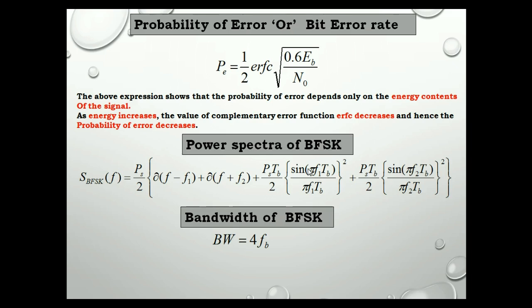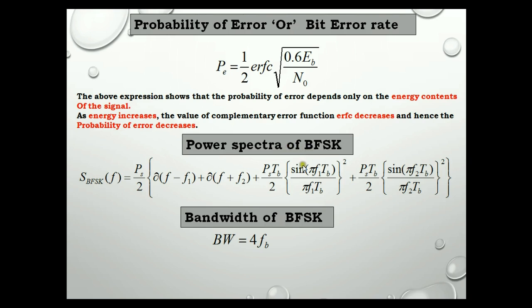The probability of error for the FSK signal is given by P of E, which is equal to 1 by 2 ERFC square root of 0.6 EB divided by N0. From this expression it is clear that the probability of error depends only on the energy contents of the signal. So as the energy increases, the error function decreases, further decreasing the probability of error.